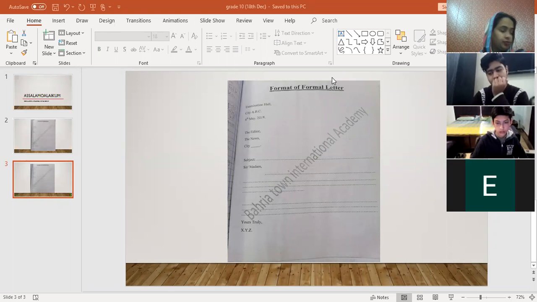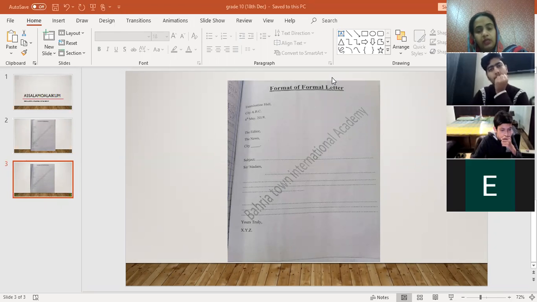And the punctuation would be the same as we did in the informal letter. Examination hall, comma, city A dot B dot C dot. After C, there will be a dot as well. Then 18th December, comma, 2020 dot. See, this would be the inside address.